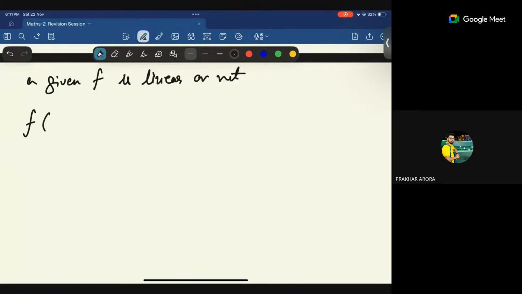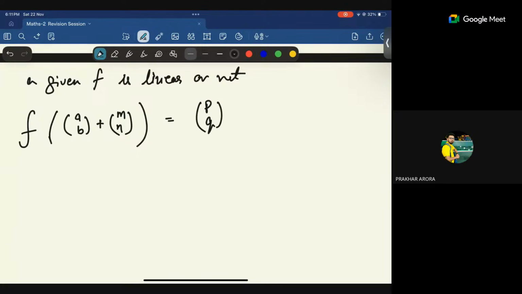Basically, you will be given a function f of x, and you would be given that f of x plus y is equal to, yes, done. So this would be given to you: a b plus m n equals p q. This is how something will be given to you.